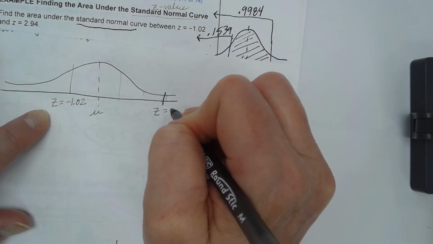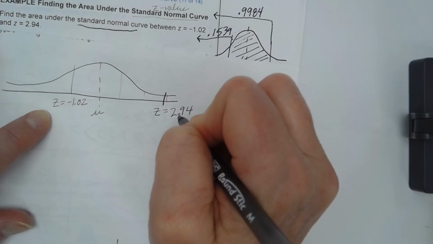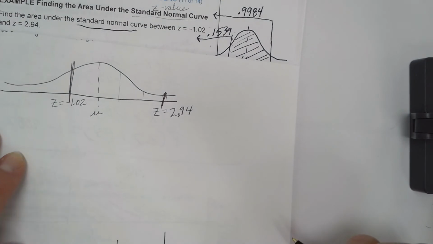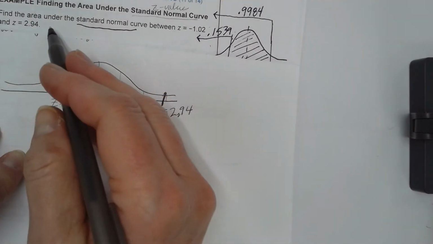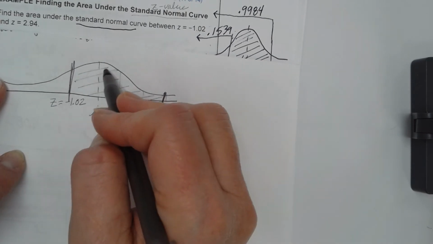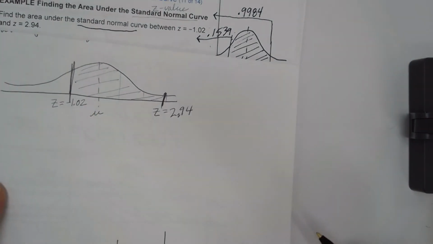So you just estimate this. This is just to help you visualize it, okay? And then we're trying to find the area under the curve between those two. So that's what we're looking for.